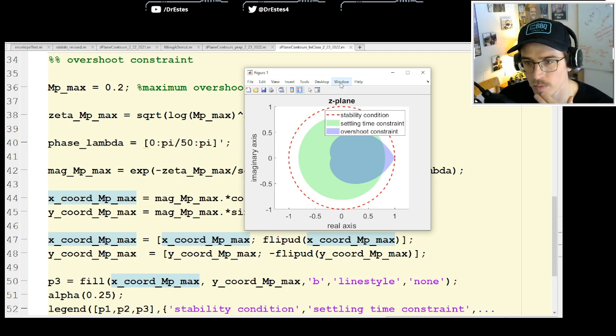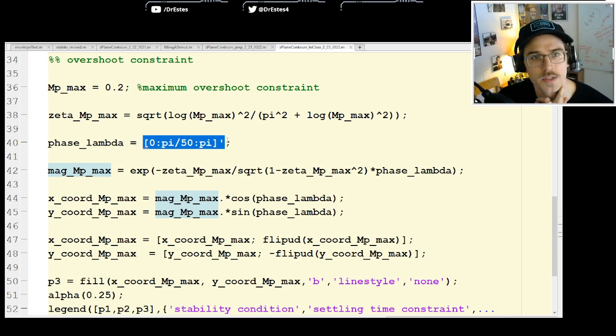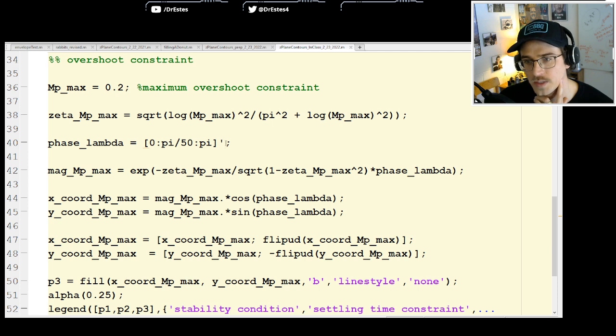P1 and P2 are 1 by 1. P3 is 2 by 1. Wait, so, okay. If you're getting an error, first make sure that when you do the phase, you put this little apostrophe after it. That'll turn it into a column vector.